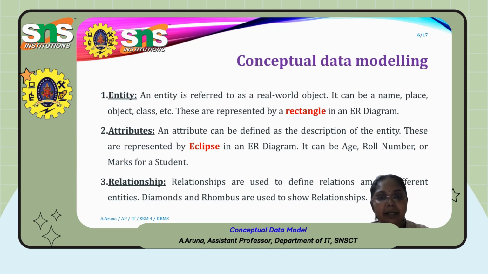Attributes can have different types, which we will see in the upcoming slide. So we have an entity and an attribute. The third component is a relationship. It is represented in an ER diagram as a rhombus or diamond shape, and we use it to mention the relationship between the two entities.